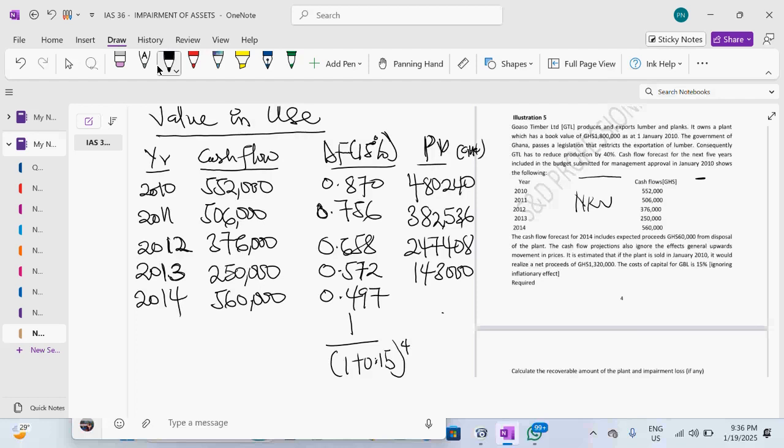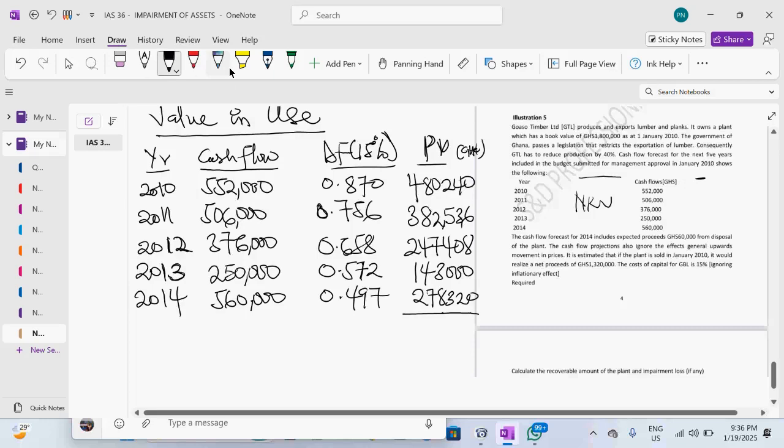$278,303. 278,320. Okay. Alright, so what is the total value in use?